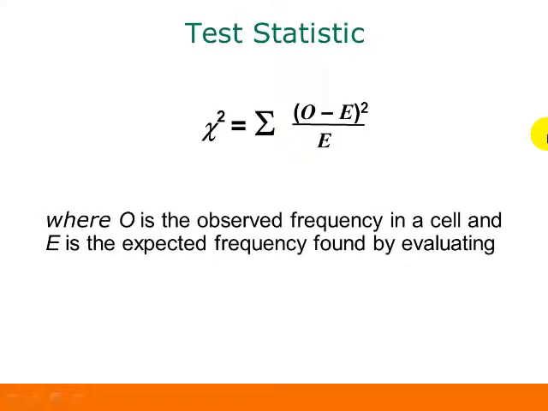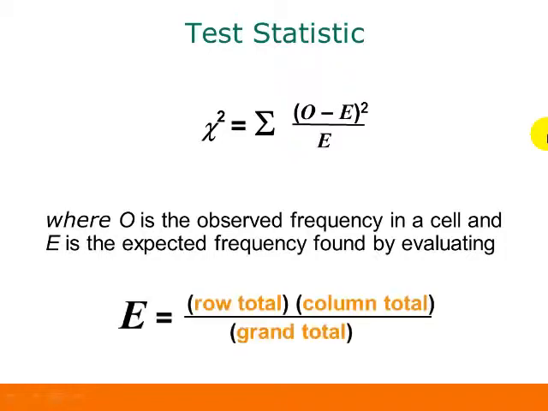Part of the reason for that is that to find the expected frequency in the first place, we have to use another formula. For that cell of the table, we take the row total for the row that the cell is in, times the column total for the column that the cell is in, and divide it by the grand total for the whole table.